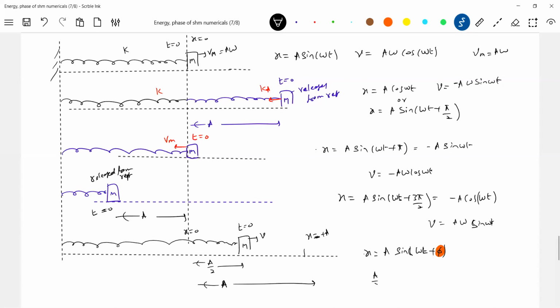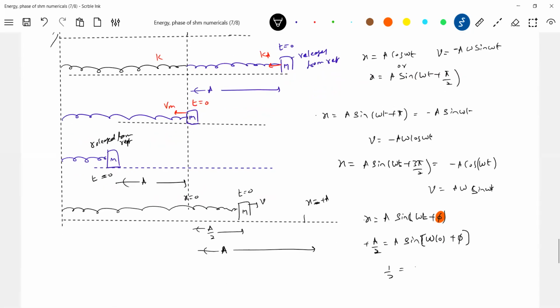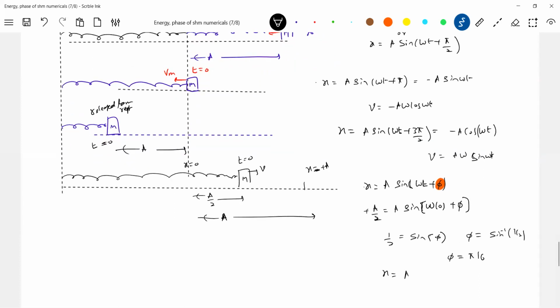So what is the value of x? Plus A by 2 equals A sine omega into 0 plus the phase, which is the unknown thing. This will become 1 by 2 equals sine phi. So what is the value of phi? Sine inverse of 1 by 2. So what is the phase of this? Pi by 6. Then what is the equation of SHM? The equation of SHM is in fact A sine omega t plus pi by 6.